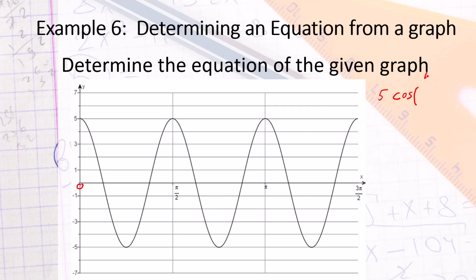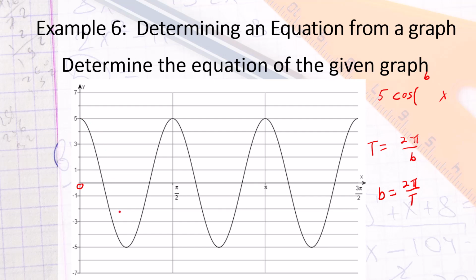So basically this is b, and we need to figure out what b is. Now keep in mind that our period, T, is always going to be equal to 2 pi divided by b. You can do a little algebra, and that will tell you that b will always be equal to 2 pi divided by T. What is T?